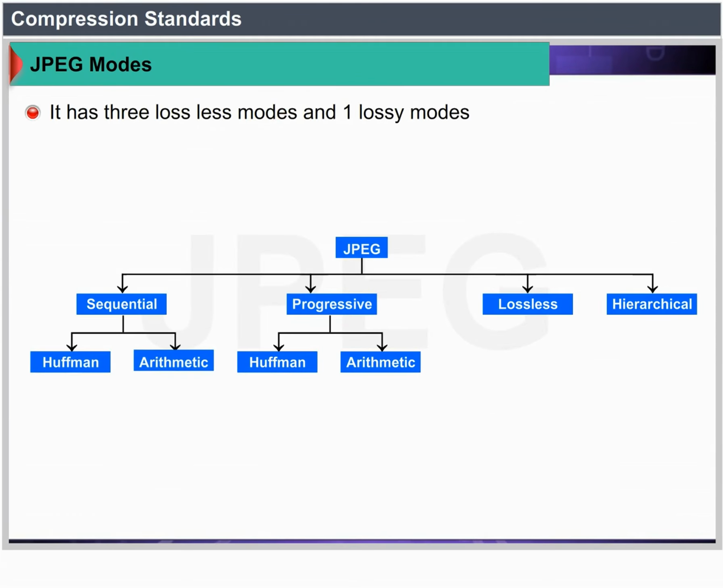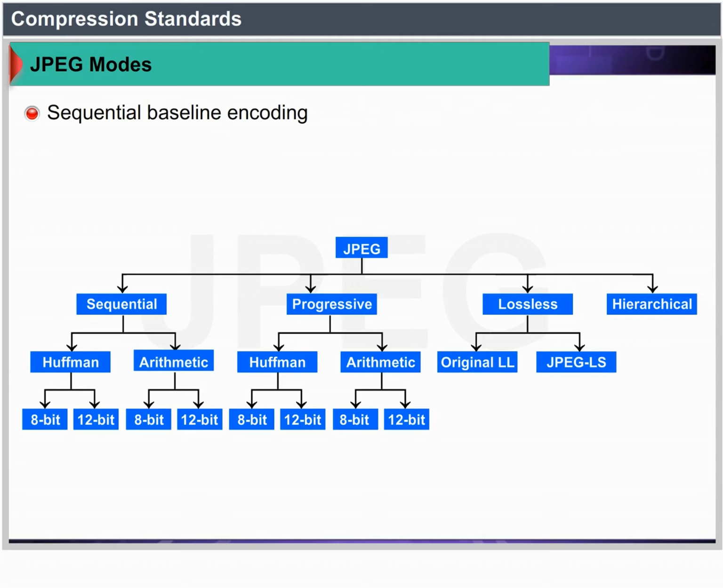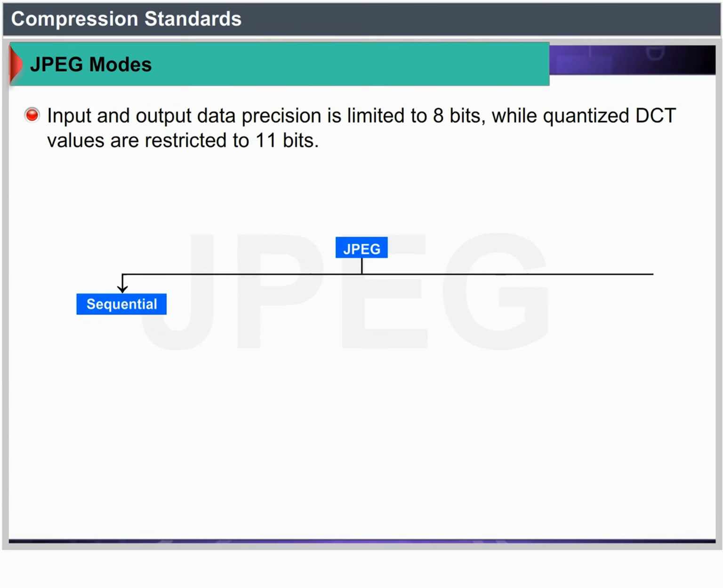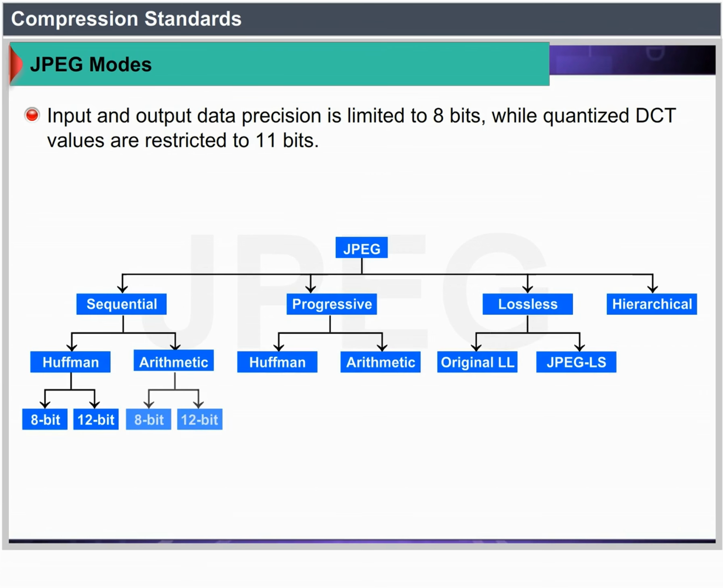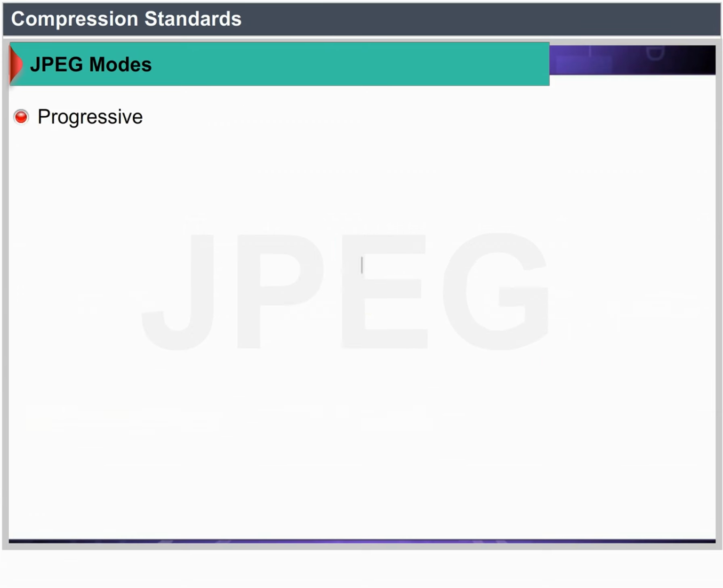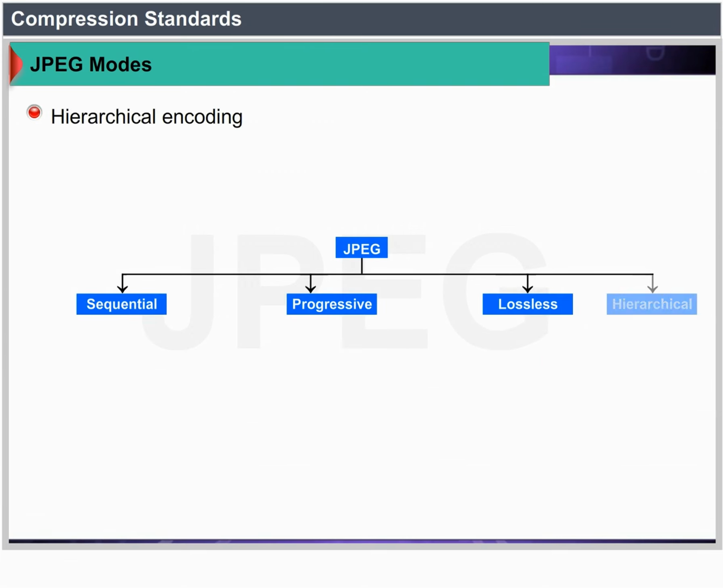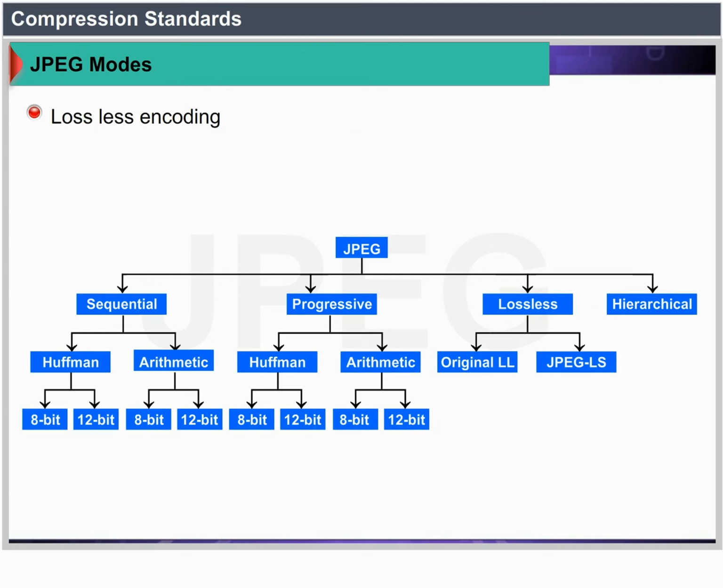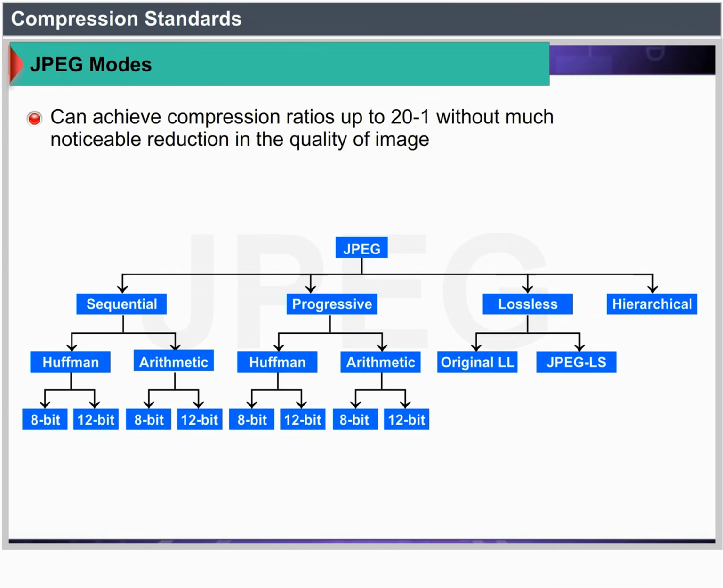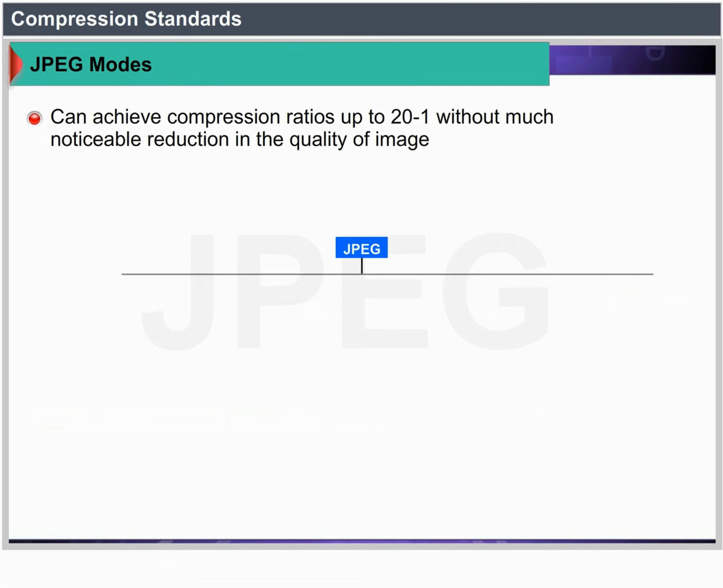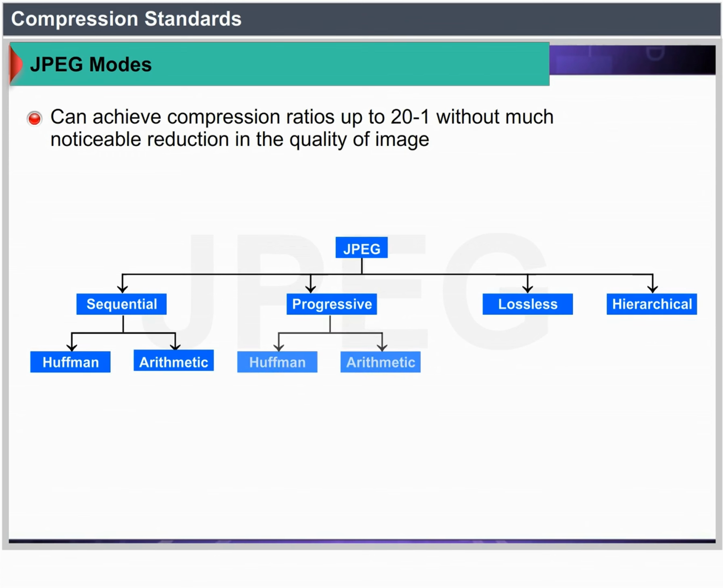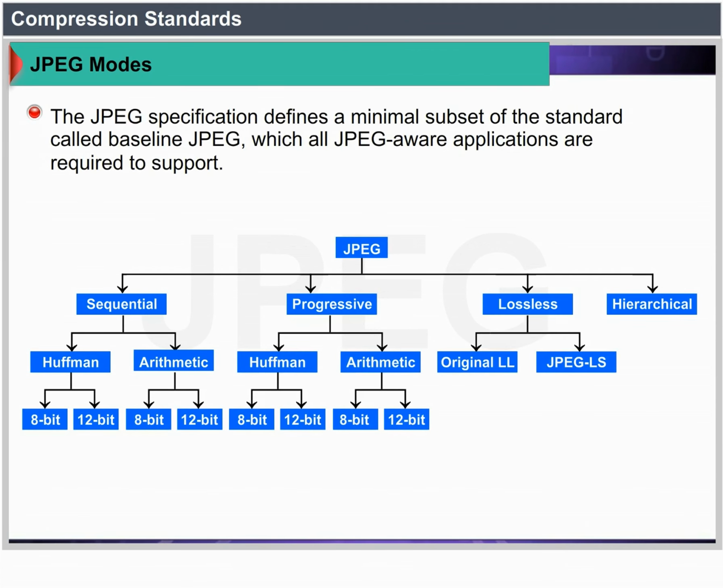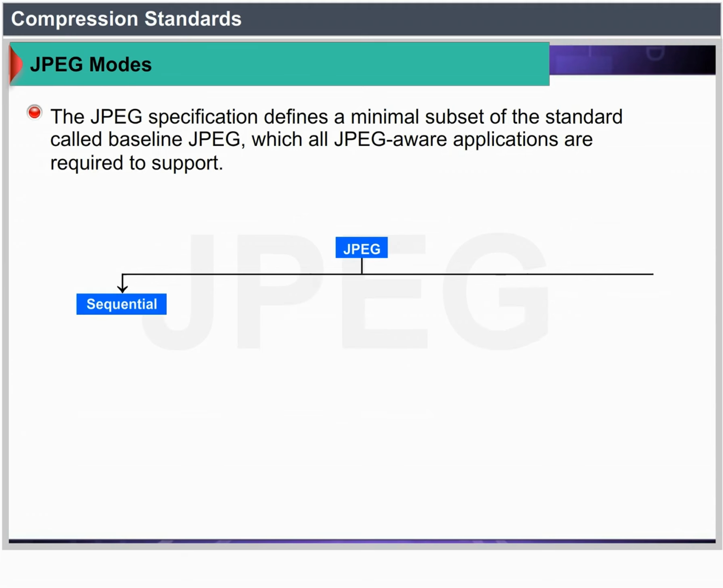Sequential baseline encoding. Encode in 1 scan. Input and output data precision is limited to 8 bits, while quantized DCT values are restricted to 11 bits. Progressive, hierarchical encoding, lossless encoding can achieve compression ratios up to 20:1 without noticeable reduction in image quality. The JPEG specification defines a minimal subset of the standard called baseline JPEG, which all JPEG-aware applications are required to support.